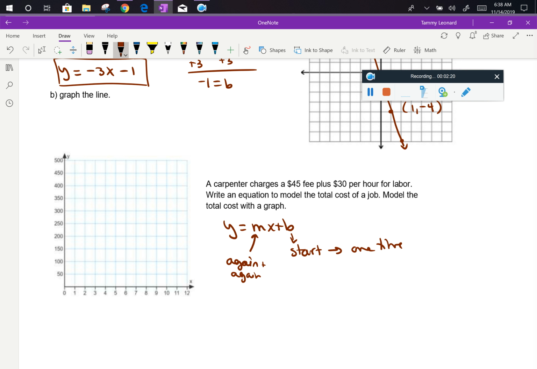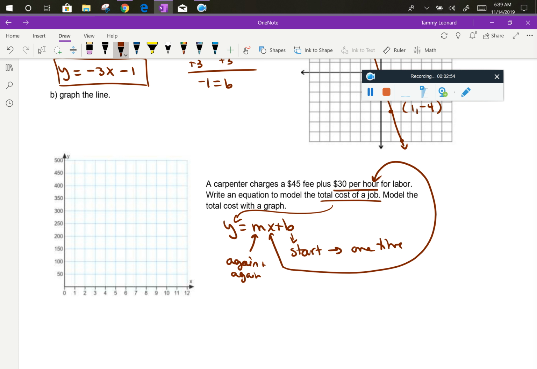So it's something repeated. We always need to think about what's the input and what's the output so that we know what x and y stand for. So the total cost of a job is going to be our y value. That's what we're ultimately calculating. And if we see in here this rate per hour of labor, that suggests that x is the number of hours of labor. So there's a $45 flat fee for the carpenter to start the job.